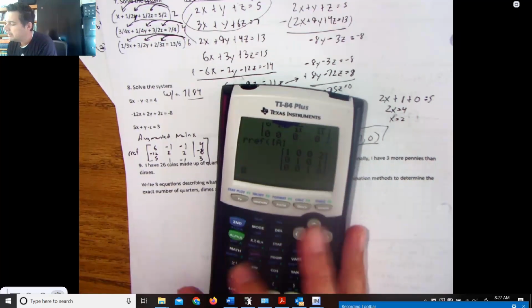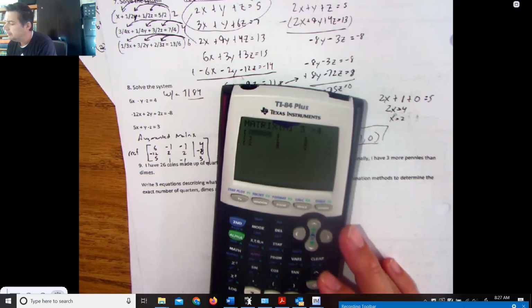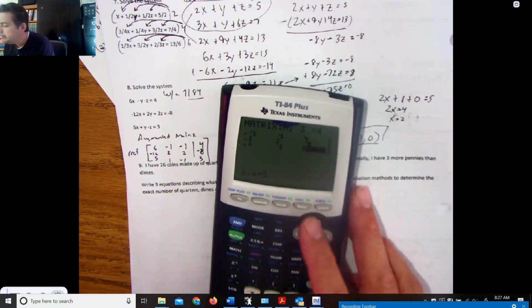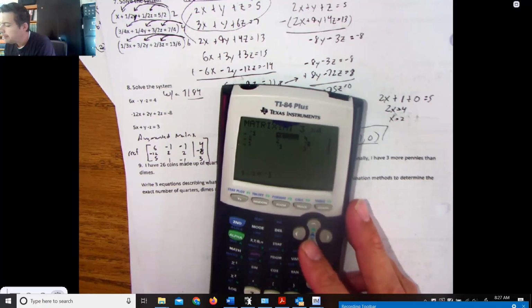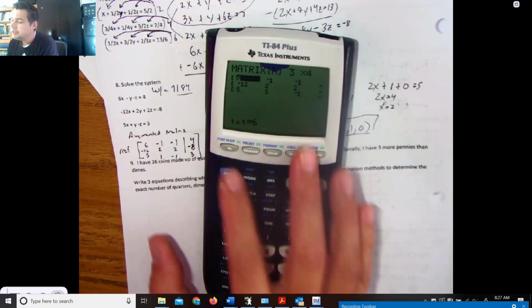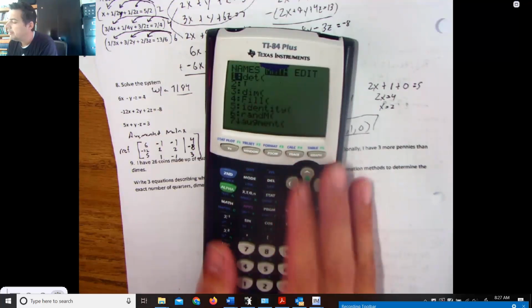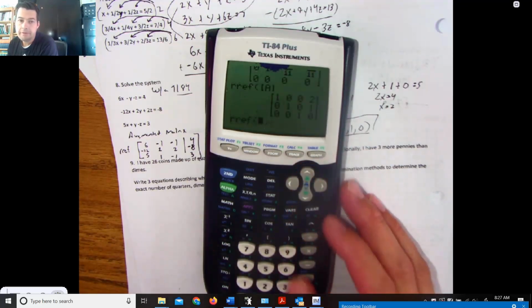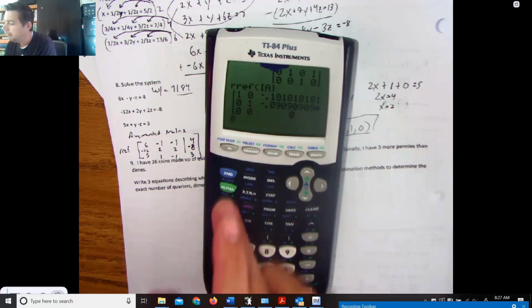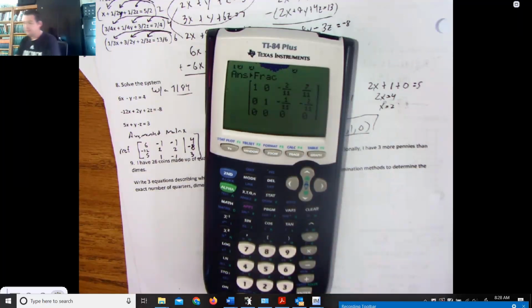So I've got to put that matrix in, second matrix, edit. That is a 3 by 4. Checking my entries. I don't see a typo on there. So I quit out. Second matrix, math. Scroll down or scroll up in this case to Rref. Second matrix A, enter. Ugh, there's ugly decimals in there. Math, answer frac. So here's my resulting matrix.